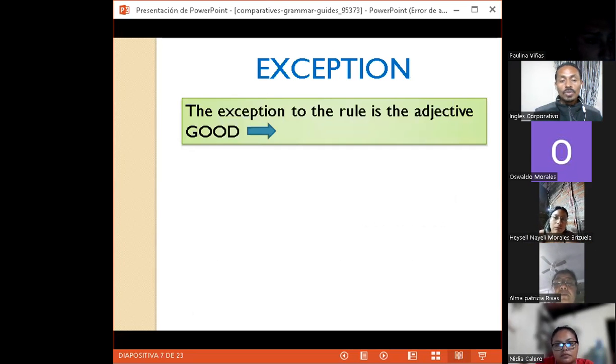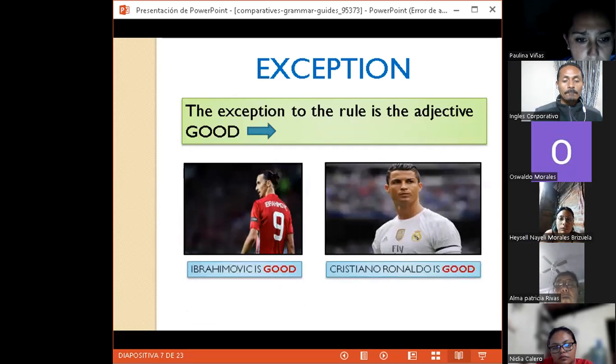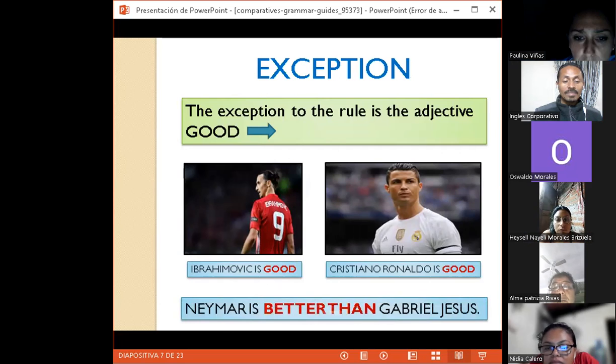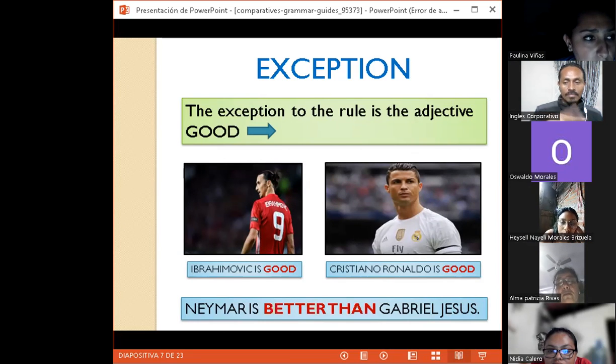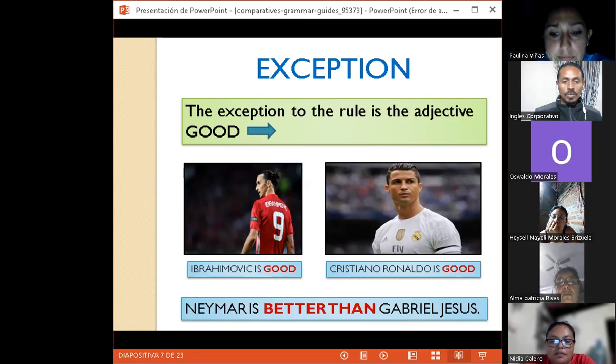Exception, good. The comparative form of good is better. Ibrahimovic is good. Cristiano Ronaldo is good. But Neymar is better. Neymar is better than Gabriel. Better. En esto es una excepción. El adjetivo good, bueno. El comparativo mejor cambia su forma. Good, better.